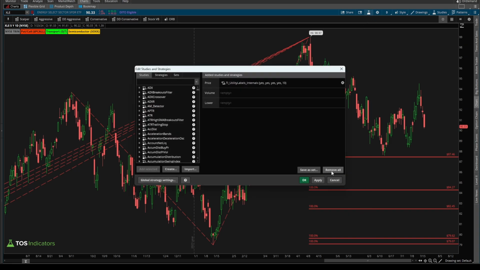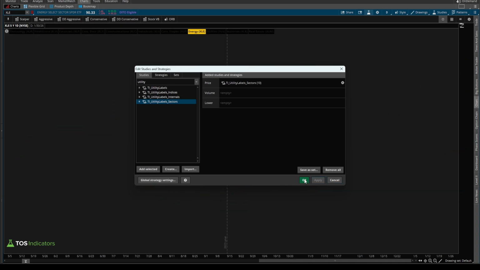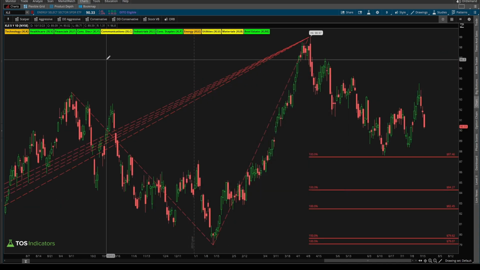So now you have a little bit more of a complete picture. You know what the internals are telling you, where the put-call ratio expects more downside. You know what our utility label index markets are telling you. The Qs are the one place right now where we're seeing weakness, the most weakness, I should say. And with our sectors utility labels, you know exactly which sectors are ripe for the picking.